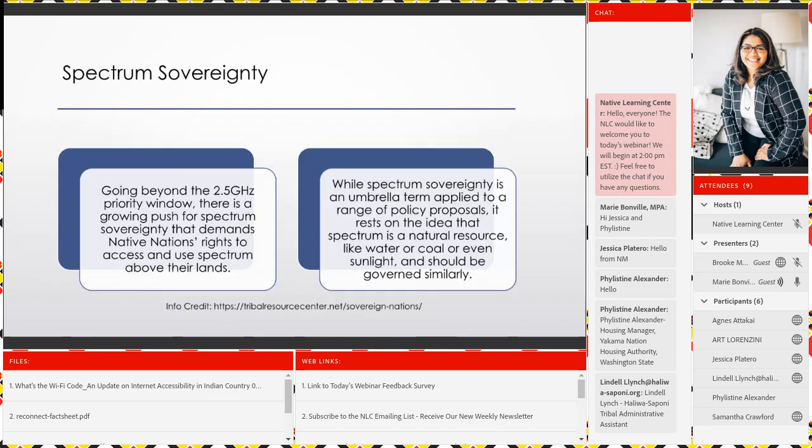So let's talk a little bit about spectrum sovereignty. This is, again, something I wasn't aware of as a housing practitioner, but essentially it argues that Native nations have the right to access and use the spectrum above their lands. They shouldn't have to go through the FCC for it. While spectrum sovereignty is an umbrella term used to talk about policy proposals, it rests in the idea that spectrum is a natural resource like water, coal, and sunlight, and should be governed similarly by the tribes.